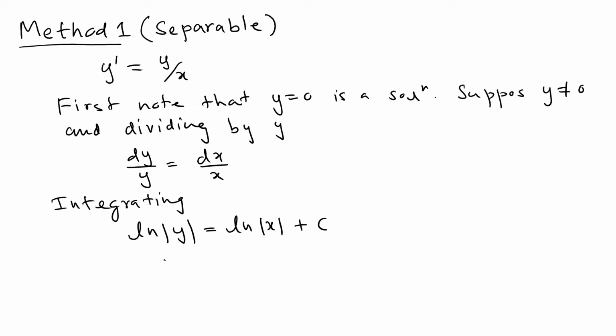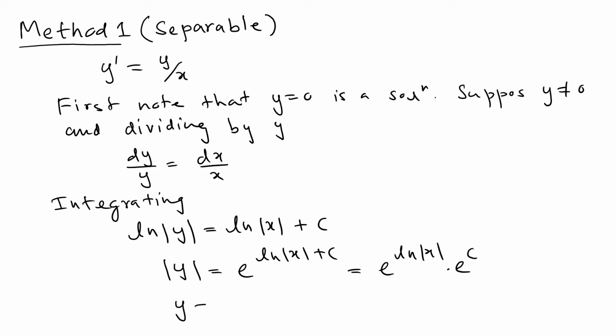Now we can write this in the exponential form, so you get y equals e to the ln x plus c, and then you can write this as e to the ln x times e to the c, and e to the c is just a constant. Also removing the absolute value, we can write y equals plus or minus, because we remove the absolute sign, then e to the c, and e to the ln gets cancelled, so you can write this as the absolute value of x.